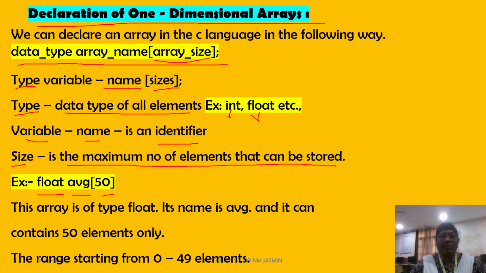Okay, so from this we can say the array is of float type, the name of the array is average, and it contains 50 elements only. So to give an index number to these elements we have to start with 0, so 0 to 49 we can represent as the index numbers, and we can also say the elements are 0 to 49.